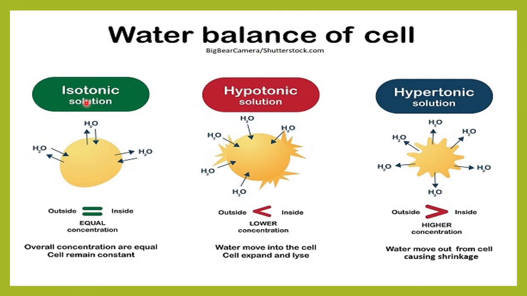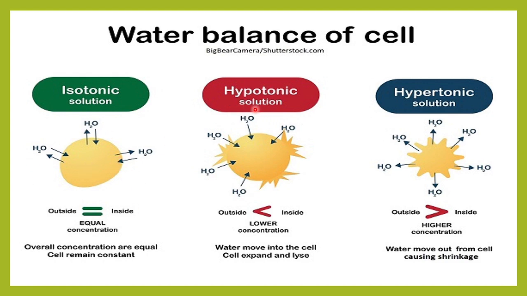How do we study the water balance of a cell? Remember, suppose there is an isotonic solution, tonicity is equal, so that is why the name iso. So outside and inside concentration of the solutes are equal in the isotonic solution. That will not cause any change to the cell. So the overall concentrations are equal and the cell remains constant.